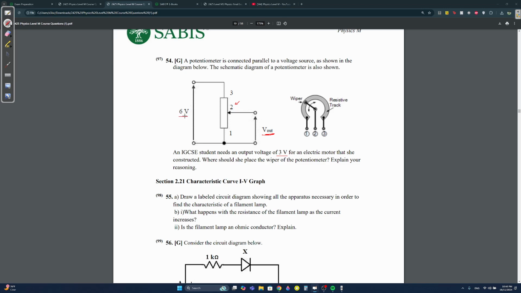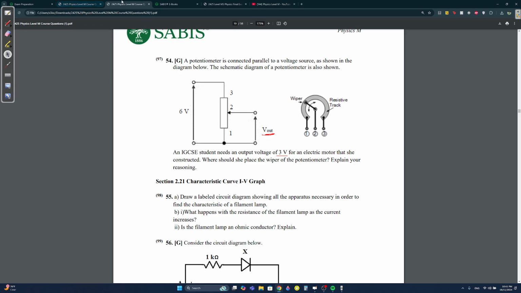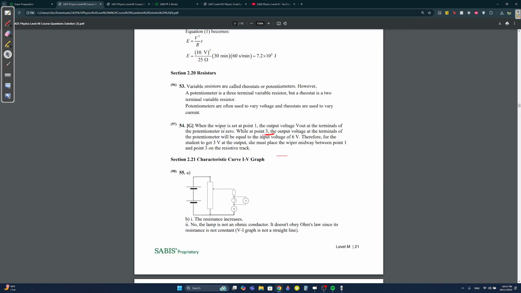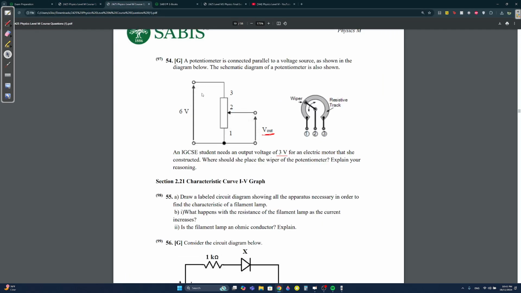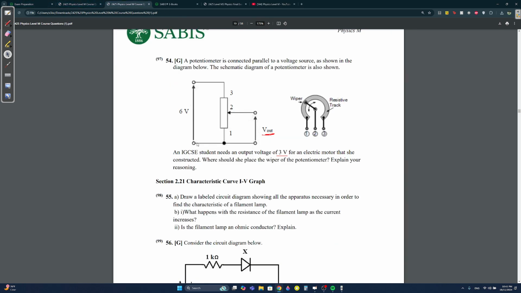So if I have 6 and I want to get 3, obviously I'm going to place it halfway, and halfway would be 0.2, right? So it should be over here. Let's see the answer. When the wiper is set at 0.1, it's 0. You need to know this, by the way. When it's grid questions, I'm going to stress on them. At 0.3, it's 6. Therefore, for the student to get 3 volts, she must place it halfway or midway between 0.1 and 0.3, and in this case, they should have said 0.2.